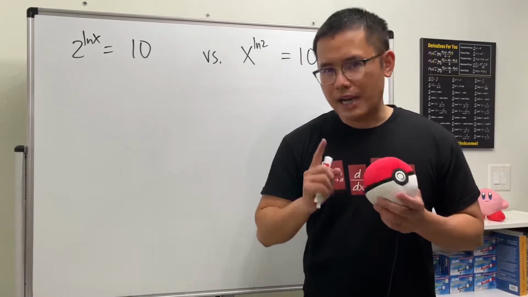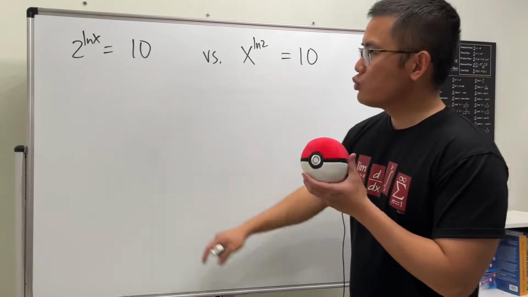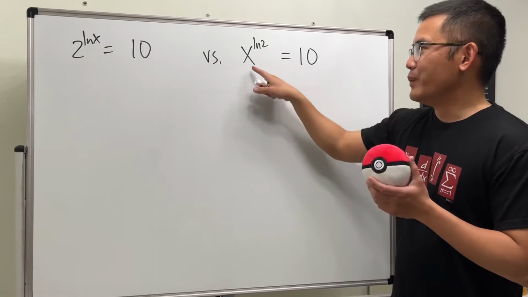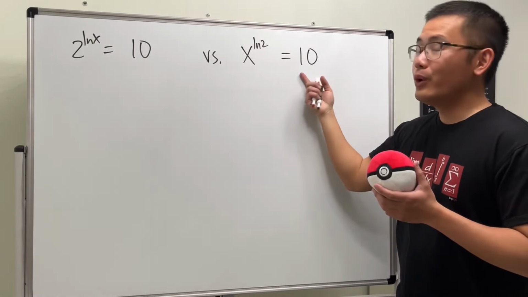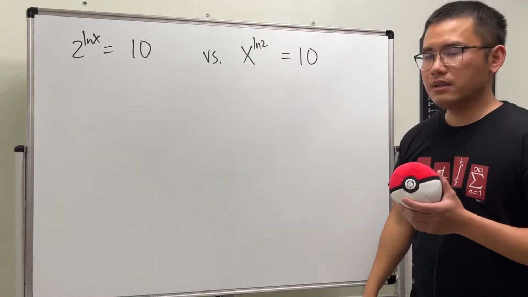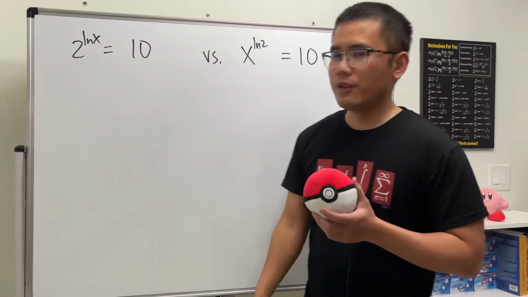These two equations are going to blow your mind. Check this out. For the first one, we have 2 to the ln x power is equal to 10. And for the second one, we have x to the ln 2 power is equal to 10. Yeah, the x and the 2 just get switched places, huh? Okay, so how can we do the first one?